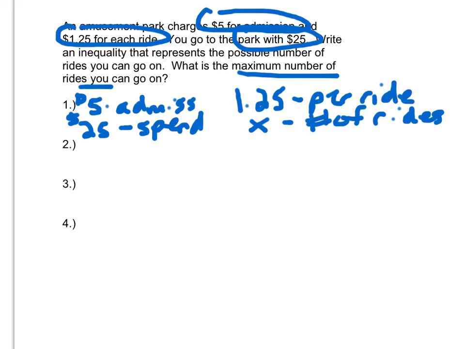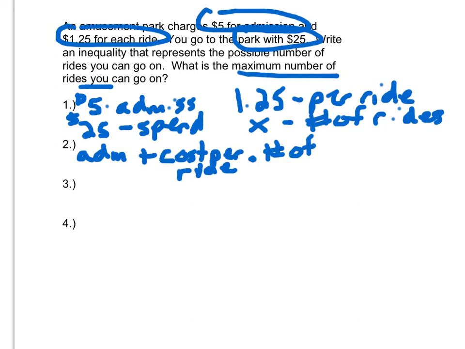So verbal model, let's think about this. What are we actually paying for? Well, I know I have to pay for admission. I'm going to add in the cost per ride, or the amount of money I have to pay for rides. So that's going to be the cost per ride times the number of rides. That's got to equal my spending money.